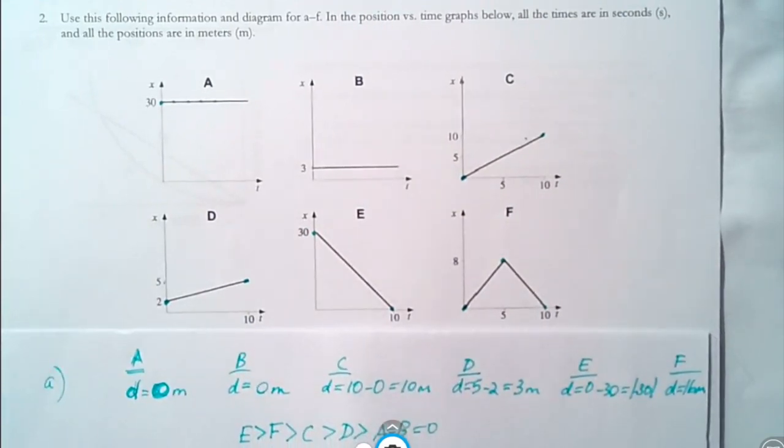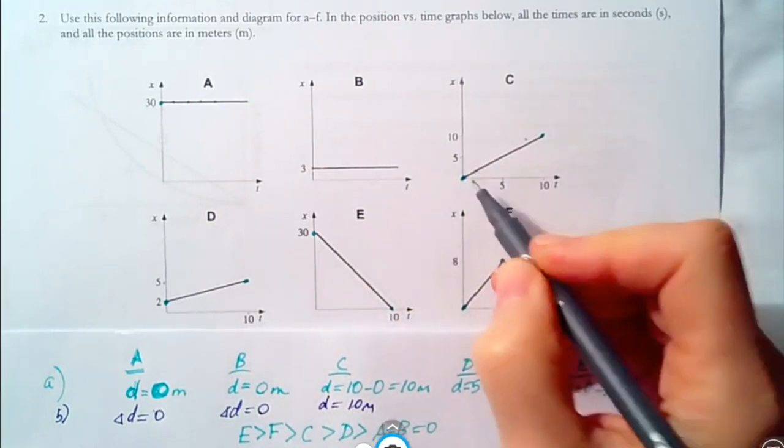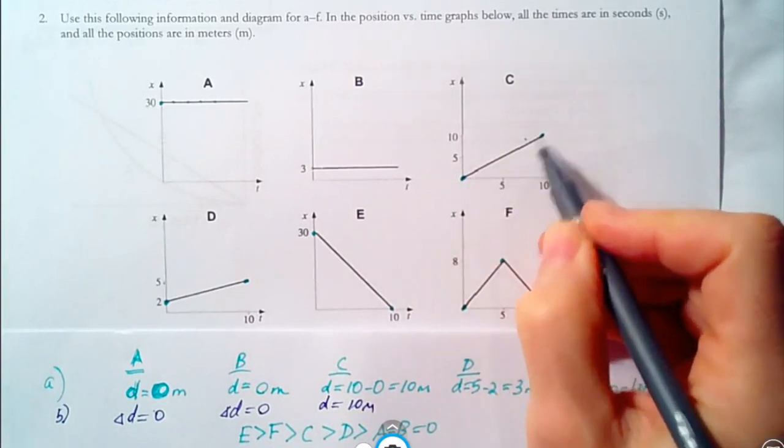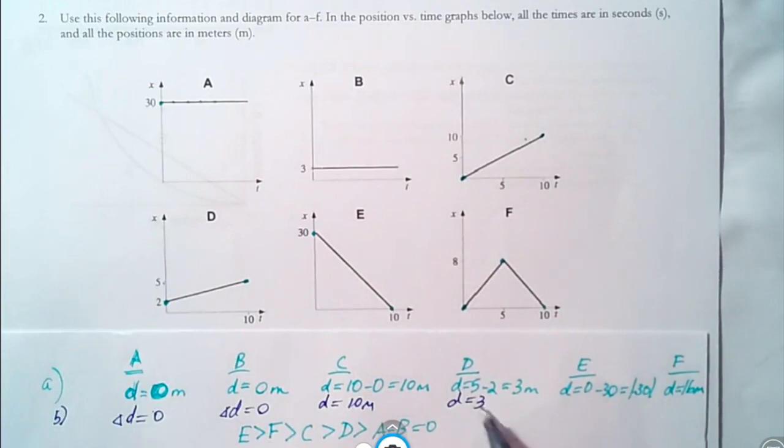Well, B is asking for displacement. So which of these values change when you're talking about displacement? Well, displacement is the change in position, and direction does matter. Well, this isn't going to change, right? So the displacement is still 0 because you're not moving. This displacement is still 0 because you're not moving. This displacement is still 10 because you're changing your position from 0 to 10, so that's still 10 meter displacement. And same thing here. So these first 4 don't change at all.